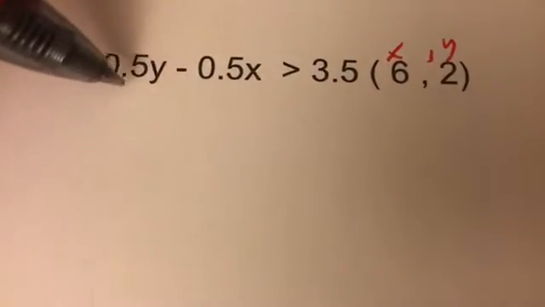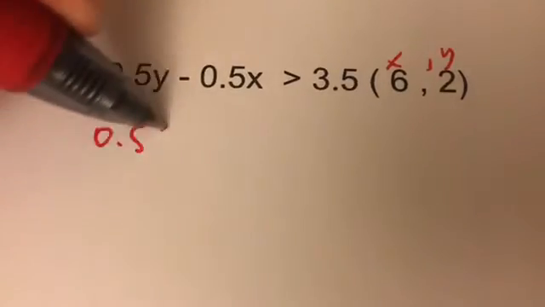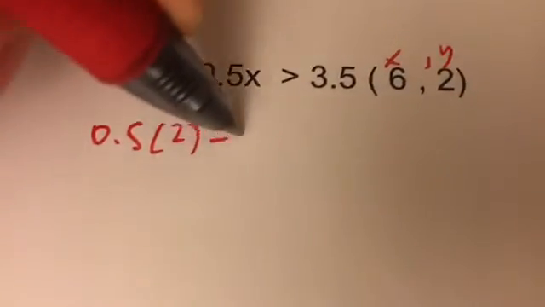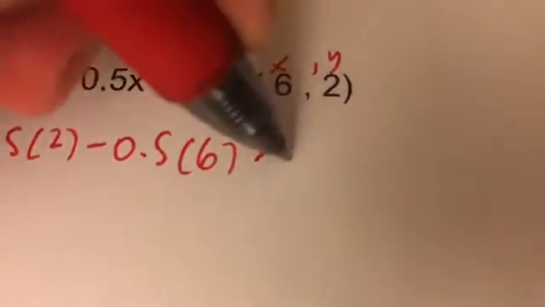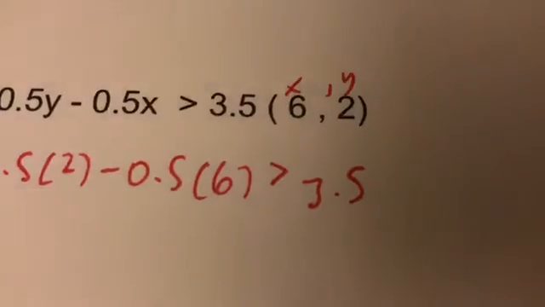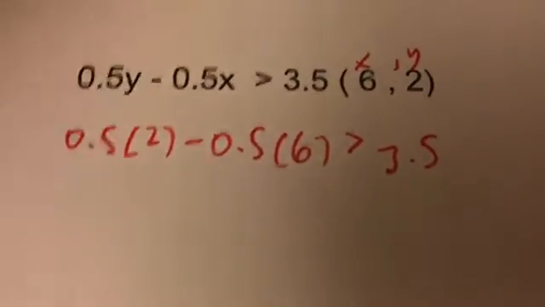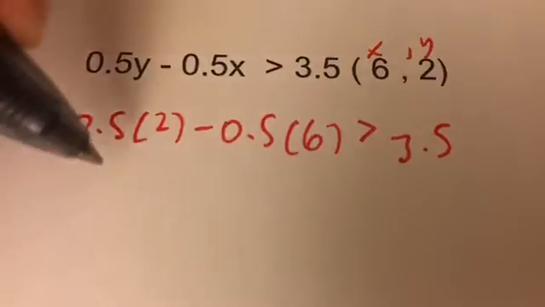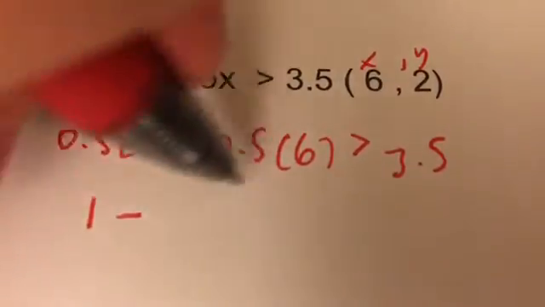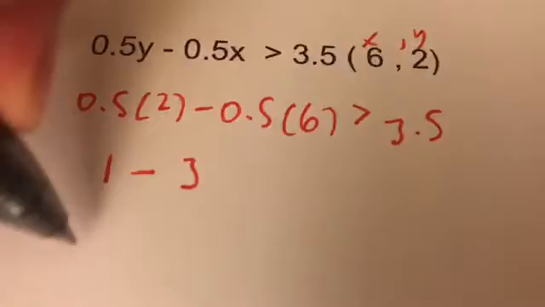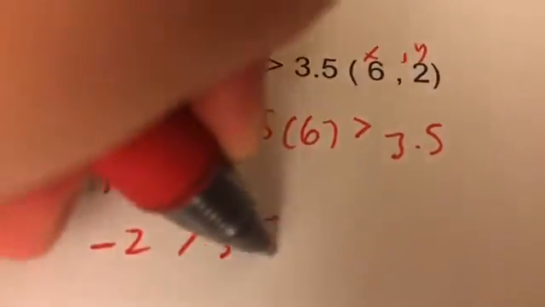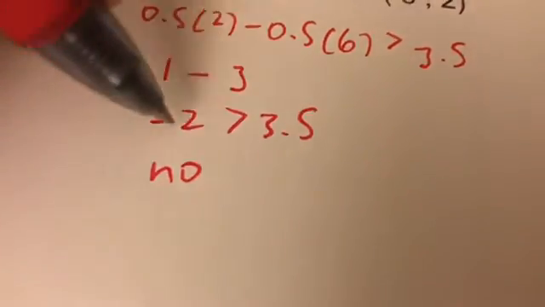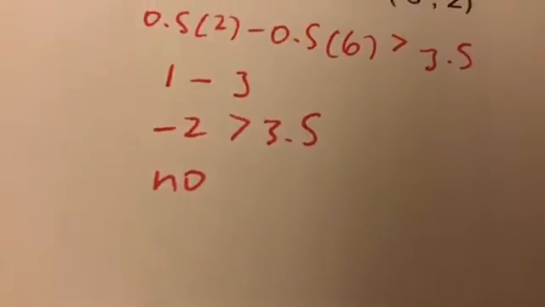Next ordered pair. 0.5 times 2 minus 0.5 times 6, which is greater than, oh my god, greater than 3.5, sorry. Then this means this is 1 minus 3. And 1 minus 3 is negative 2, right? Which is greater than 3.5. This is not true because negative 2 is less than 3.5, not greater than.